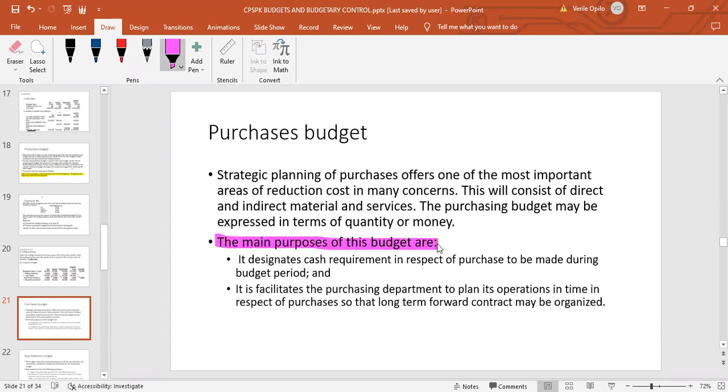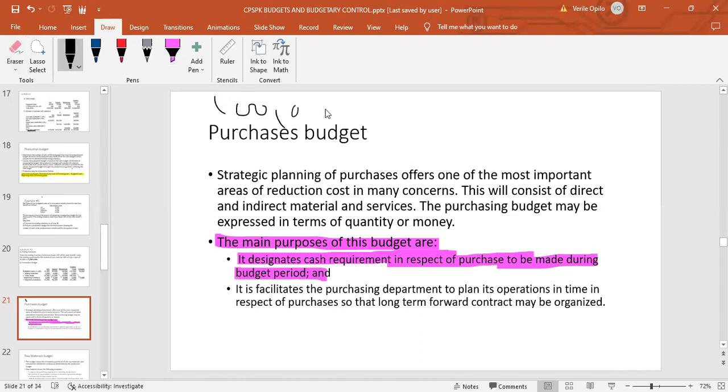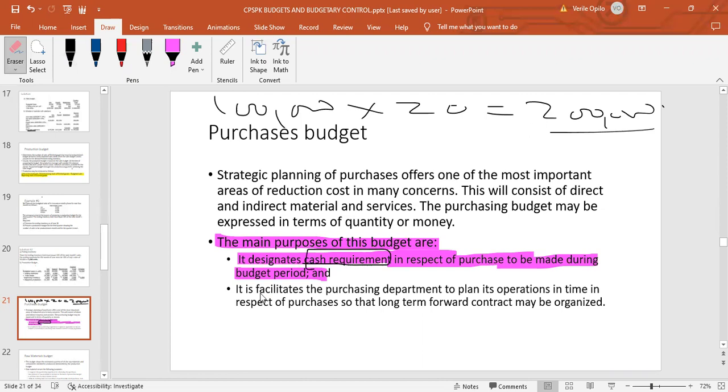So what is the main purpose of creating a purchases budget? You'll find that the purchases budget is important because it designates cash requirements in respect of purchases to be made during the budget period. Say you wanted to produce 100,000 units. For these 100,000 units, each unit will cost 20 shillings. So you'll require a total of 200,000. That is the cash requirement you would need to have those resources within the business.